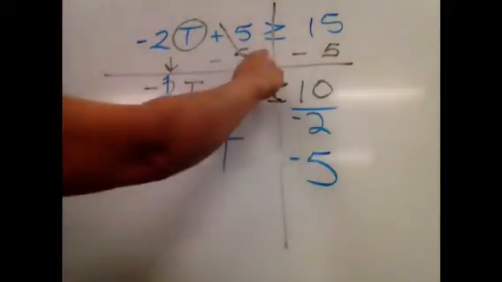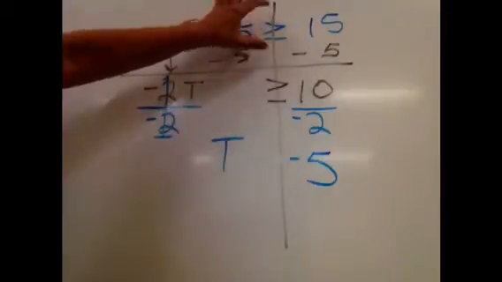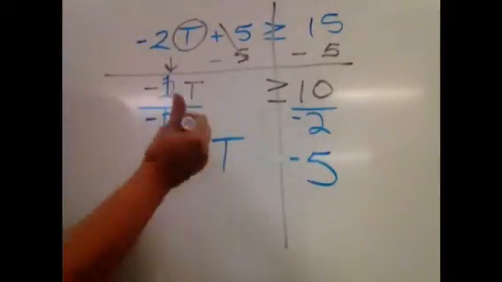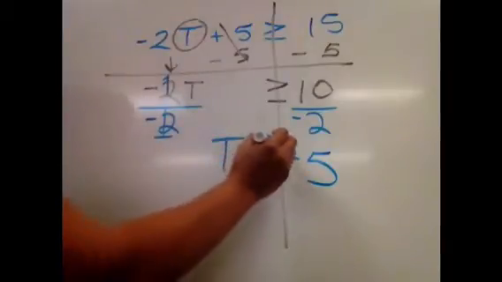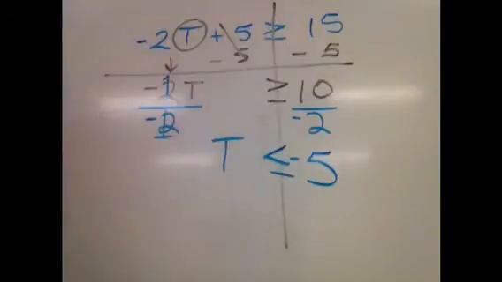It's opposite. What we need to do in this case, because we divided by a negative, is we're going to take the sign and we're going to flip it around because we just changed everything, negatives to positive. Now we have to go the other direction. This now becomes t is less than or equal to negative 5.